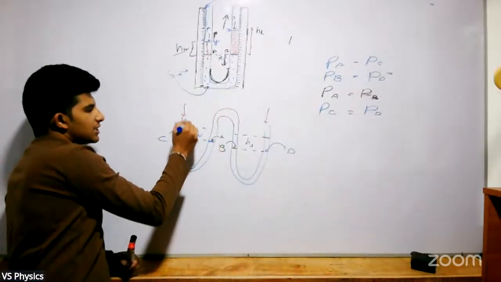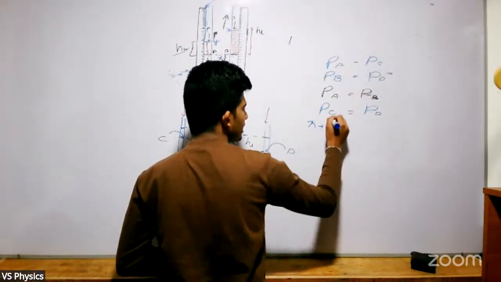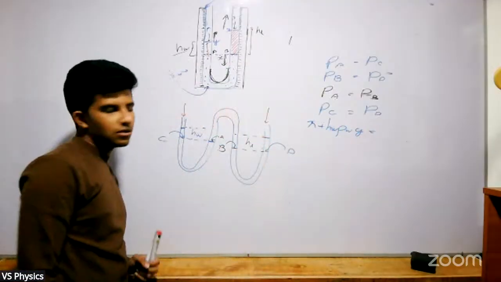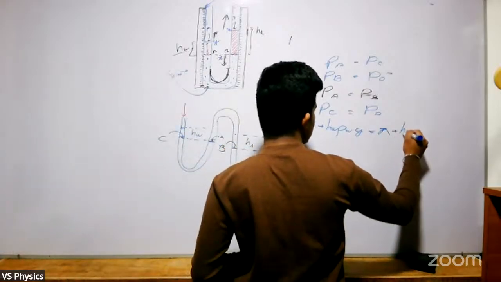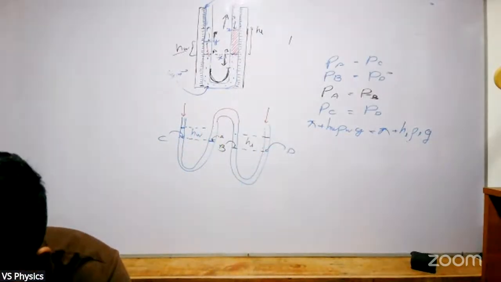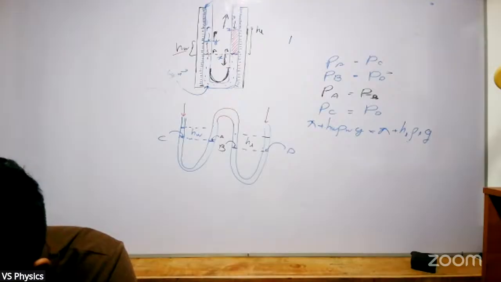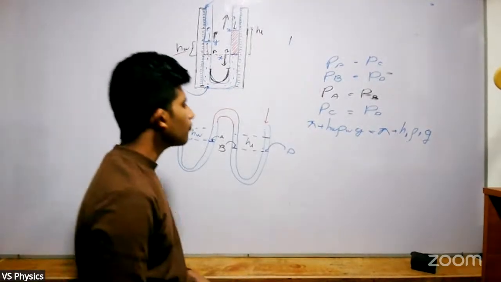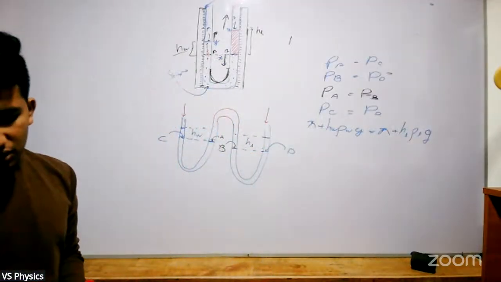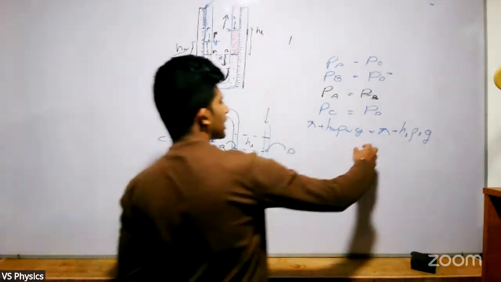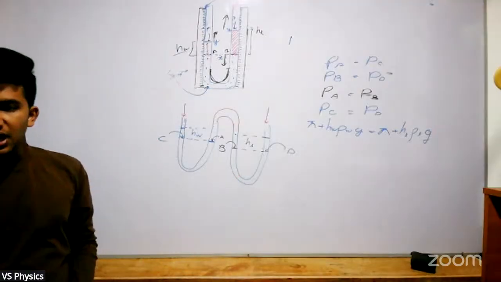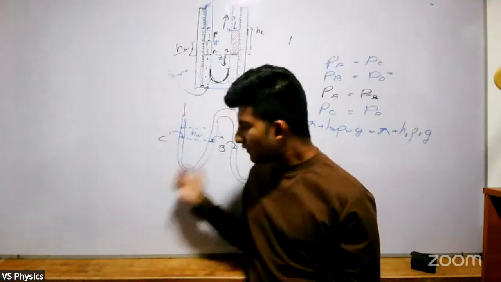What is the pressure here? P atmospheric plus H water rho water g. Pressure here is P atmospheric plus H liquid rho liquid g. Then we get H water is equal to rho liquid times H liquid, with rho water. You can do the same thing with the graph and find the relative density of the liquid.